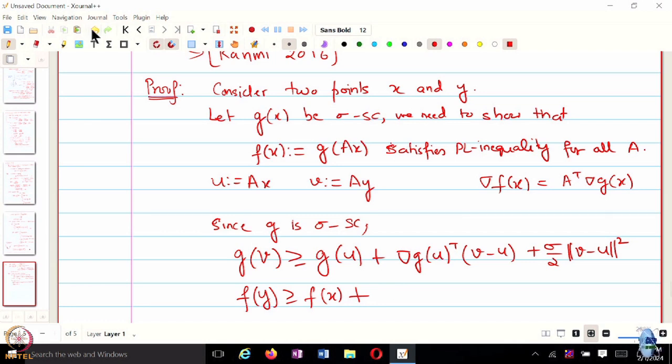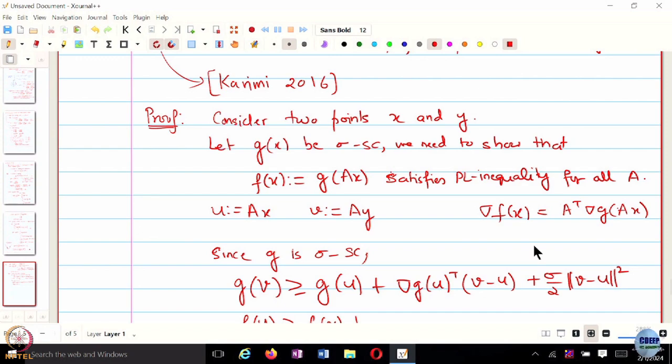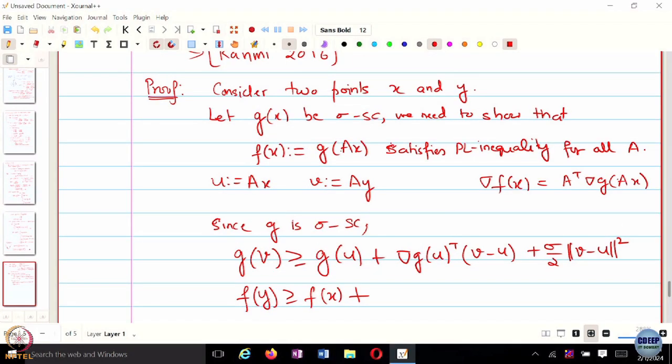So g of Ax. We know that f does not satisfy strong convexity. This function f does not, but let's say Ax is another point in space. With u being Ax and v being Ay, for those points u and v, g is always strongly convex for any two points. So u and v are any two points defined through x and y.